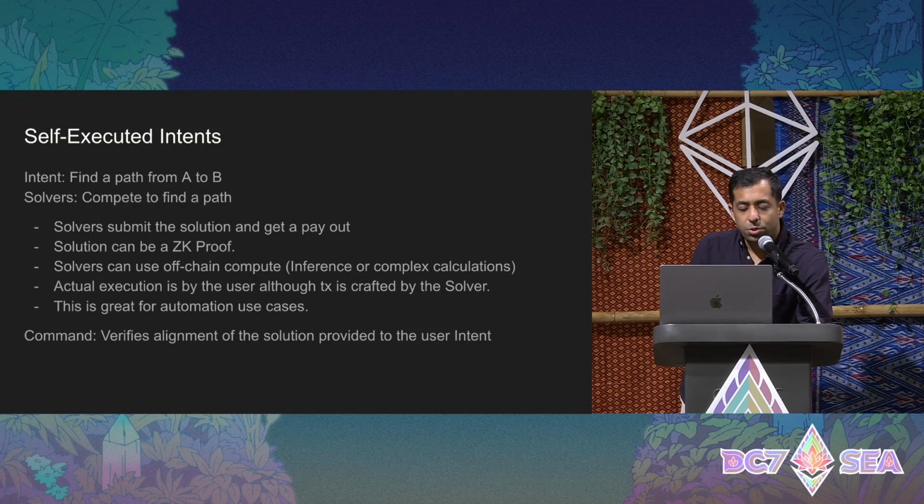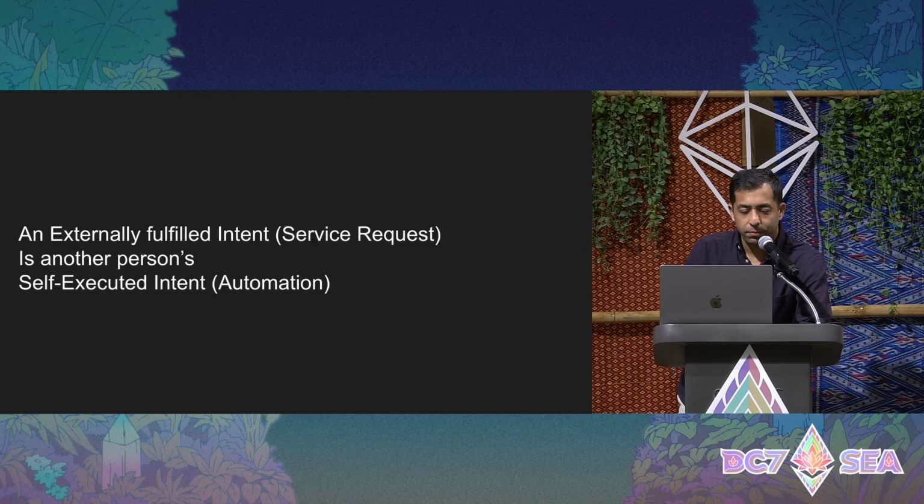The solvers use off-chain compute. They could be doing AI inferences, complex calculations, whatever. In this case, the actual execution is by you, and the transaction could be crafted by the solver. This is great for automation cases. Command in this case has to verify the alignment of the solution from the solver with your intent. So great.